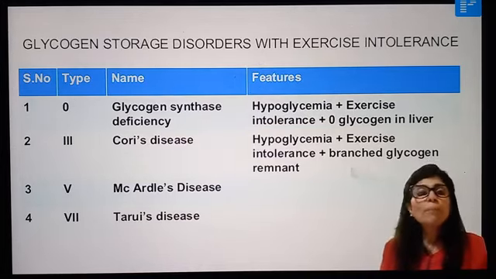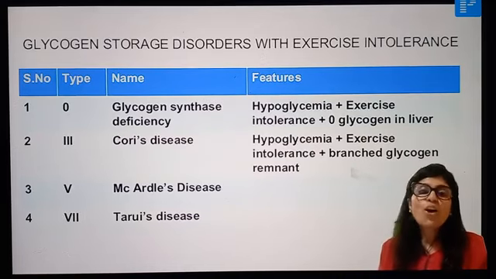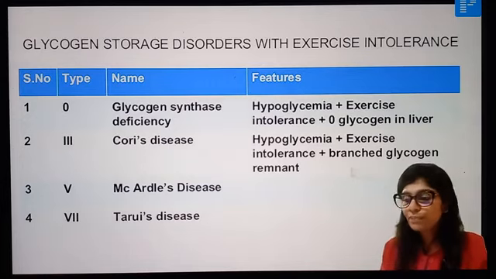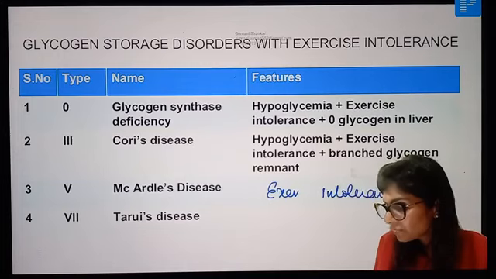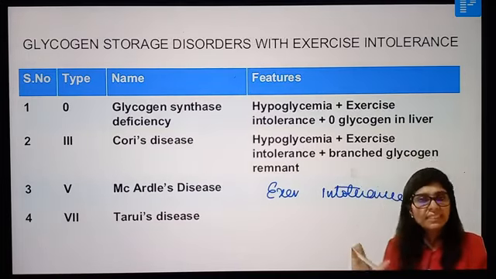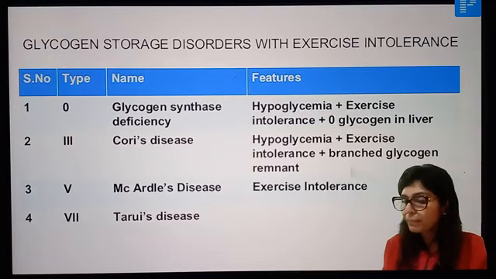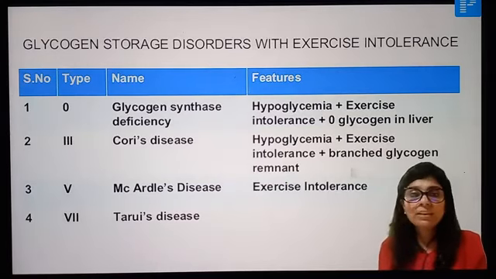Right? Now McArdle's disease or muscle phosphorylase defect. It's only a defect of muscle phosphorylase. So what will you see? You will see only exercise intolerance. No other features, just exercise intolerance. That is McArdle's disease. Okay?